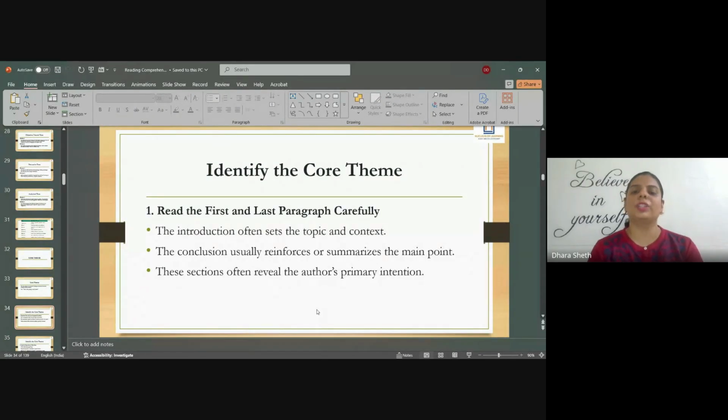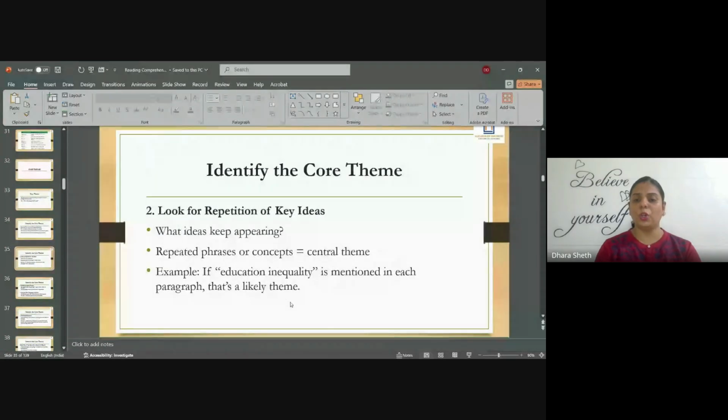The ending, the conclusion, usually reinforces or summarizes the main point. And these sections, the first 4 lines, the last 4 lines, often reveal the author's primary intention. I'm talking about first 4 lines and last 4 lines, not sentences, okay? They often reveal the author's primary intention. Look for repetition of key ideas, which are the phrases that keep on getting repeated. If education inequality, just an example, is mentioned in each paragraph, like after every 2-3 lines, you get to see the word education or something related to inequality, then probably that is the core theme of the passage.